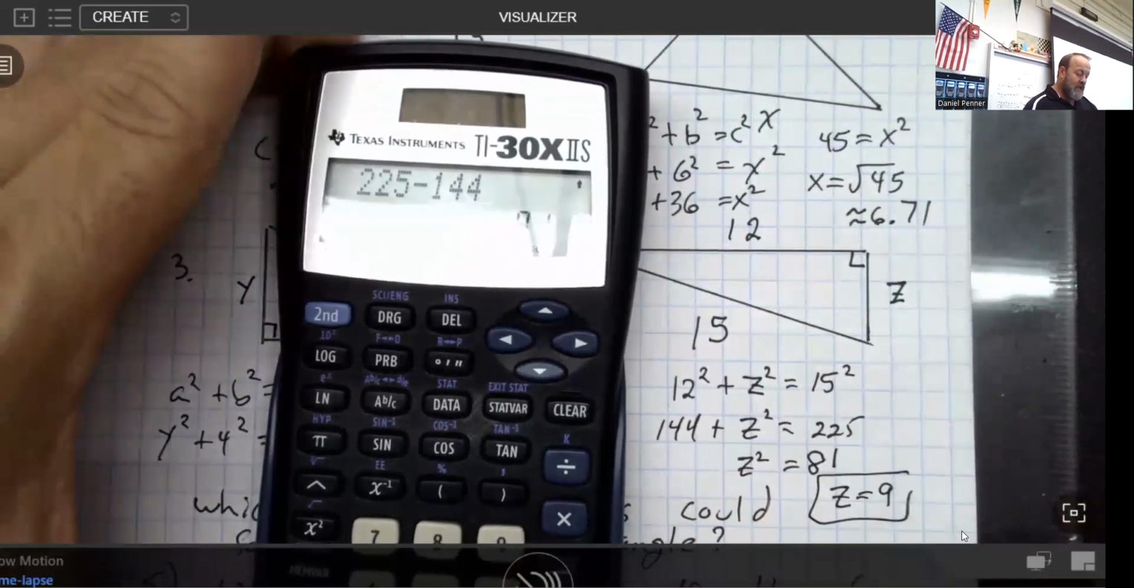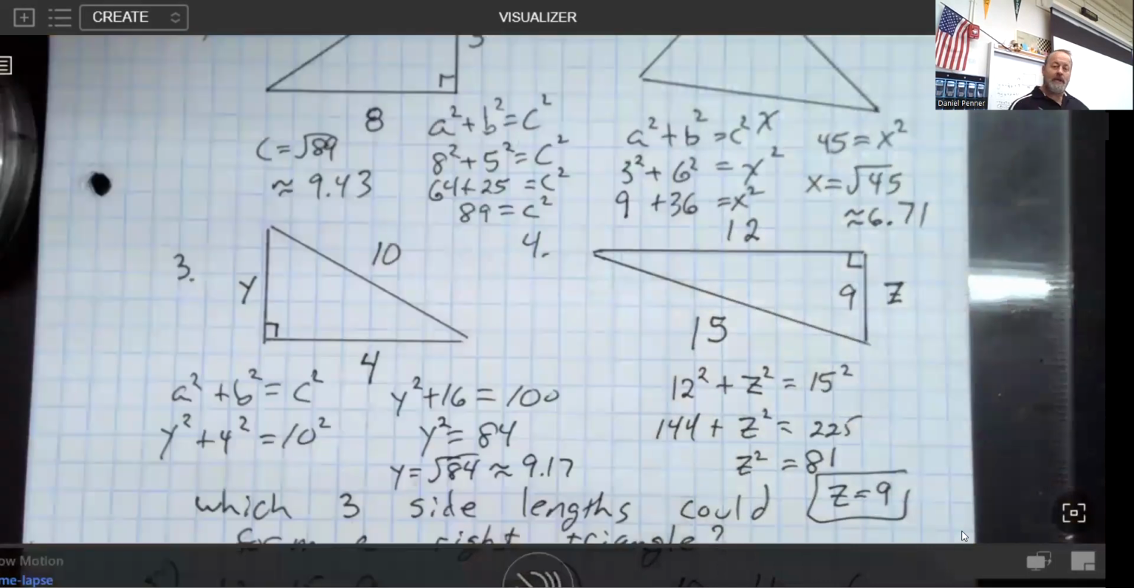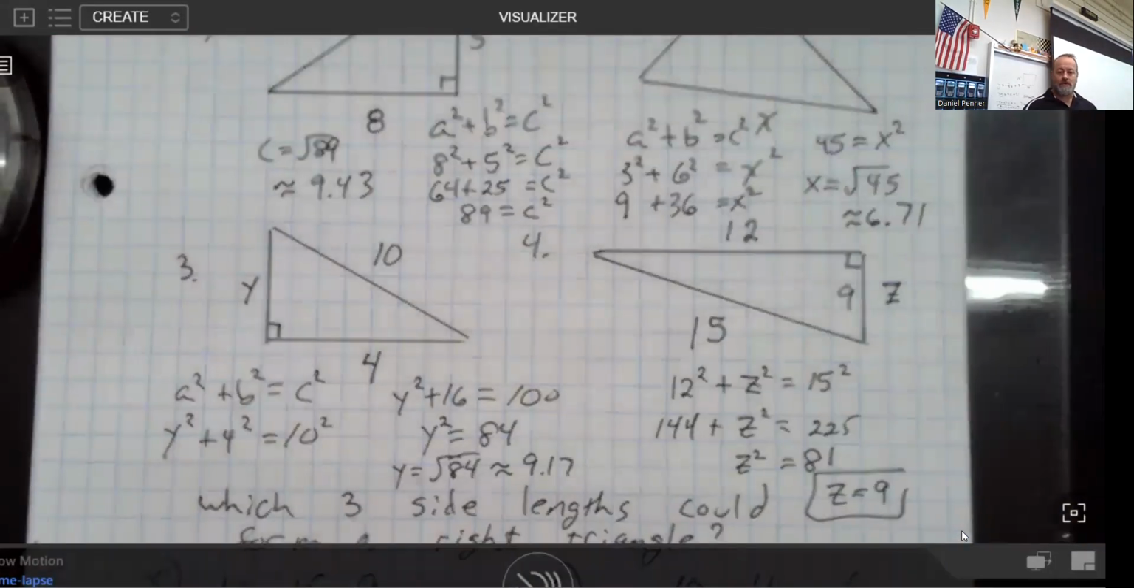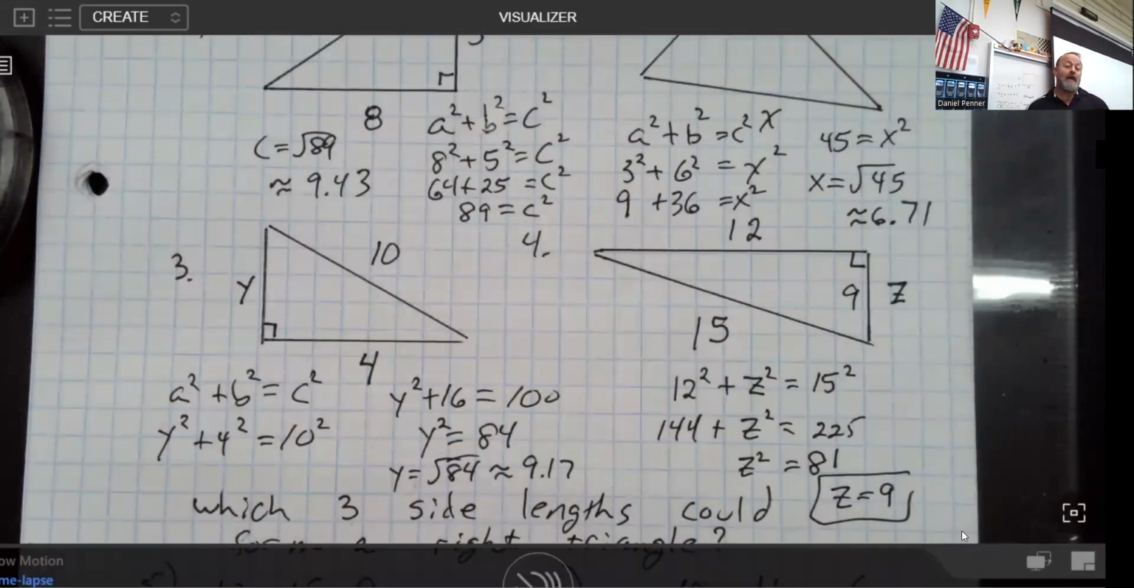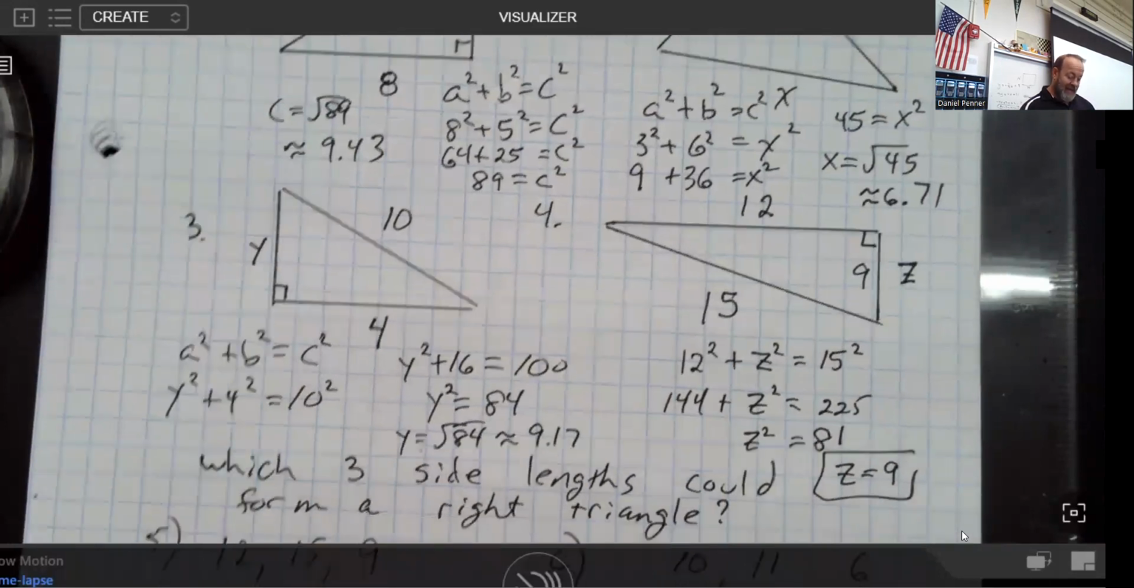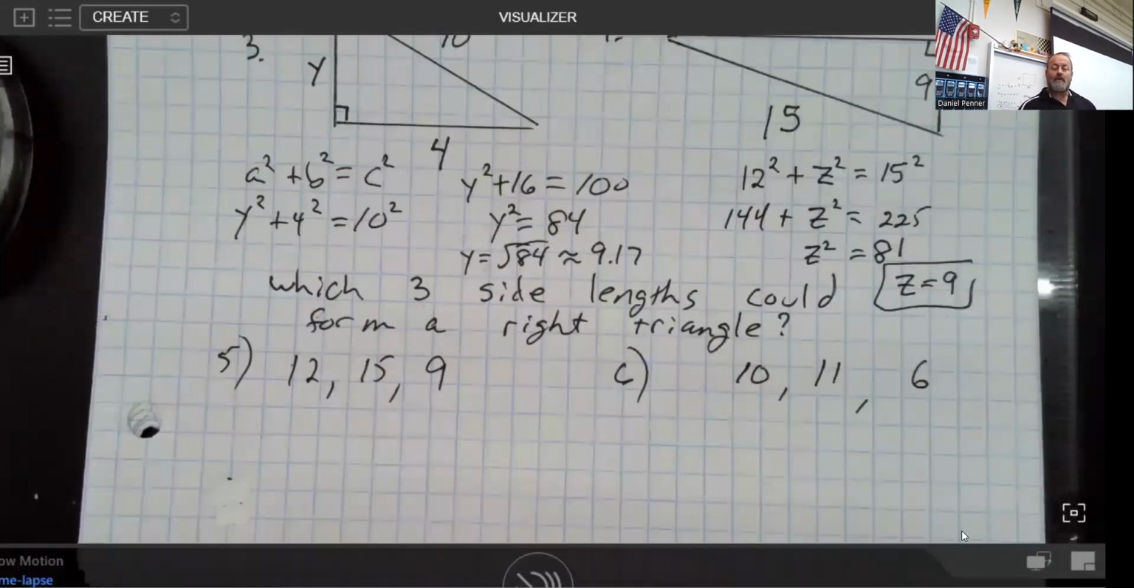So anytime you get a set of nice whole number values, those are called Pythagorean triples. They're really pretty, and there's a lot of them, and they're very, very useful in industry. People use them all the time because of what we are going to look at next. And that says that if the Pythagorean theorem works, then it must be a right triangle.